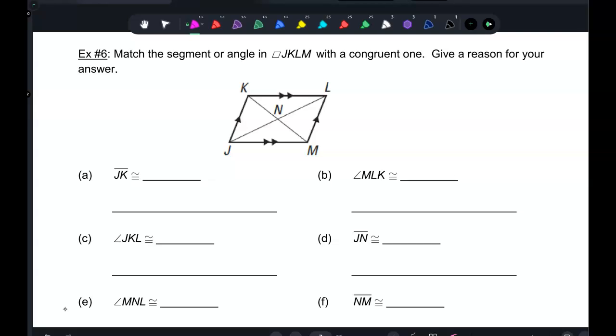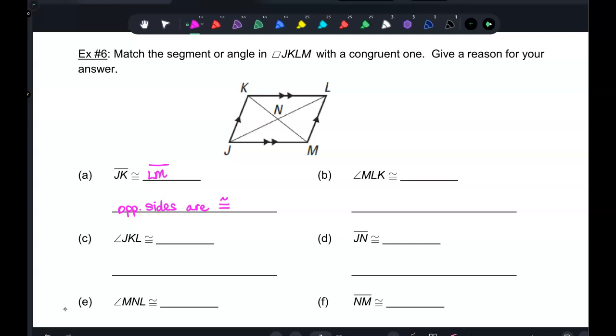Okay. Match the segment or angle in parallelogram JKLM with a congruent one. So we're just matching what parts are congruent. So JK is congruent to LM, and we know that because opposite sides are congruent. That's our reasoning. When we're looking at the reason, we're just describing what's going on in the picture.